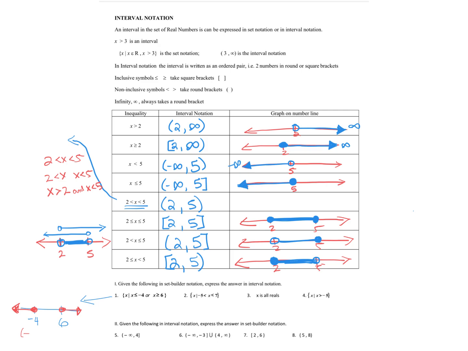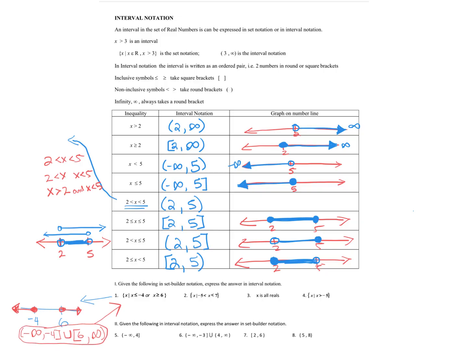So we go from -infinity to -4. Negative infinity has a parenthesis because positive and negative infinity always have a parenthesis. -4 has a bracket because it has a closed circle. We put a U since there's more than one interval. 6 has a bracket because it has a closed circle, comma, infinity. So this is the answer for number 1.